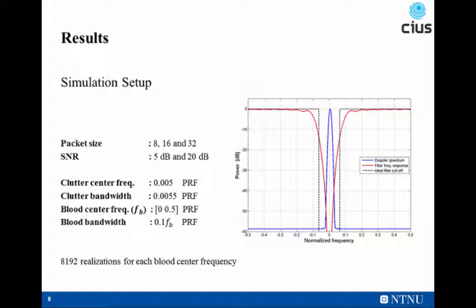And here is the simulation setup. We used packet sizes 8, 16, and 32, and for each packet size we used 5 and 20 dB blood SNR. Clutter SNR is fixed at 40 dB, and the bandwidth of the blood signal is increasing with velocity to mimic the transit time effect.